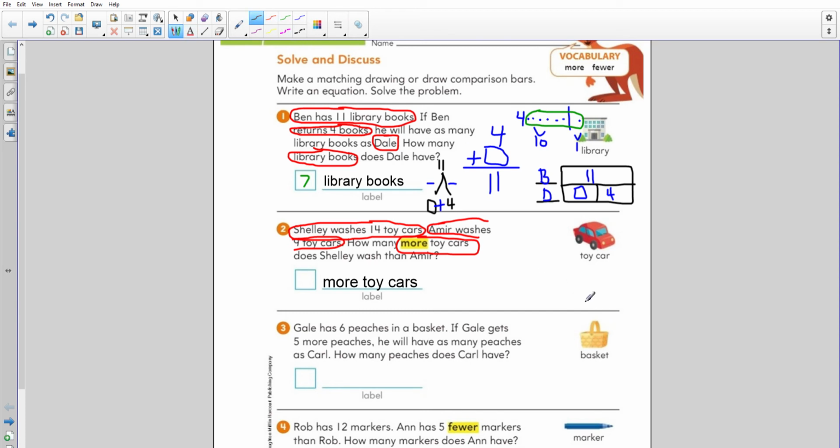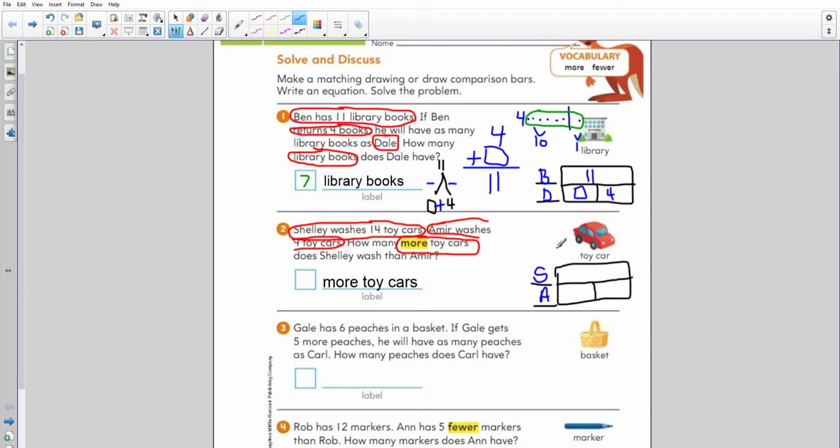So I'm going to go ahead and make my comparison bar drawing. I'm going to use that horizontal line and divide it in half, and on the bottom part a vertical line, keeping in mind that the top person has more and the bottom person has fewer. So now let me see. Shelly has 14 toy cars. Amir has 9 toy cars. I know that each of those people has a certain number of toy cars. And it says 14 and 9. I already know that 14 is more than 9, so Shelly has more and Amir has fewer.